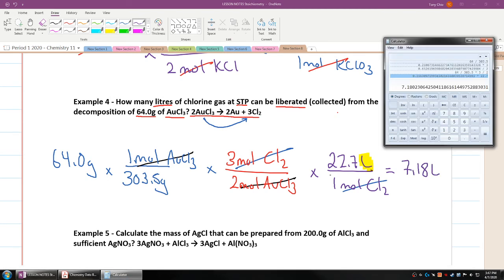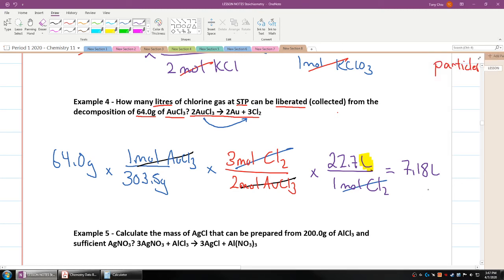Now if I double check this number to make sure I have it correct, again 64 divided by 303.5 times 3 divided by 2 and times 22.7. I should get 7.18 liters of chlorine gas will be collected. So it's chlorine gas.